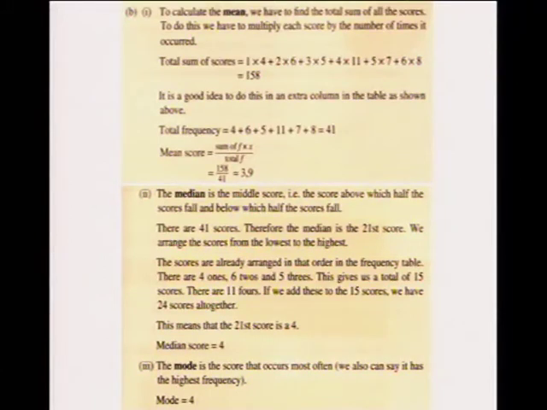The mode is the score that occurs the most often. We also can say it has the highest frequency. So the highest frequency is at 4. Alright, the mean, you must concentrate on the mean. That's where the students make the most mistakes.